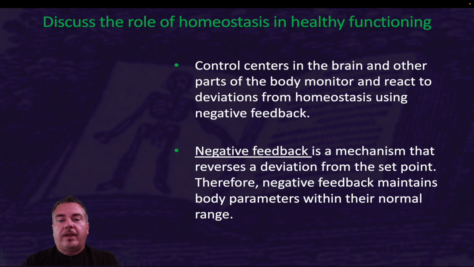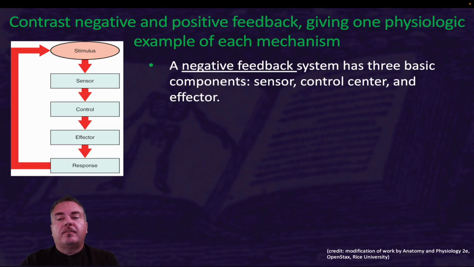Control centers in the brain and other parts of the body monitor and react to deviations from homeostasis using negative feedback. Negative feedback is a mechanism that reverses a deviation from the set point. Therefore, negative feedback maintains body parameters within their normal range. A negative feedback system has three basic components: a sensor, control center, and effector.